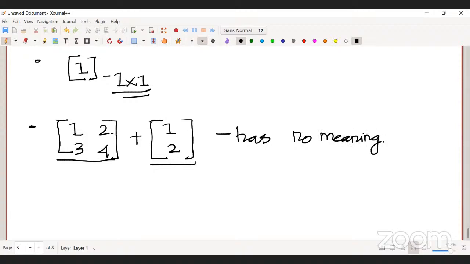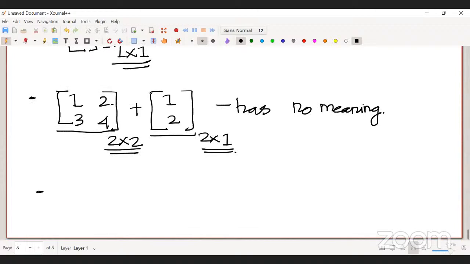Because this is a matrix of order 2 cross 2 and this is a matrix of order 2 cross 1. So as you can see, both the matrices are of different order. So addition of this kind of matrix has no meaning. I can add two matrices when they are of the same order.